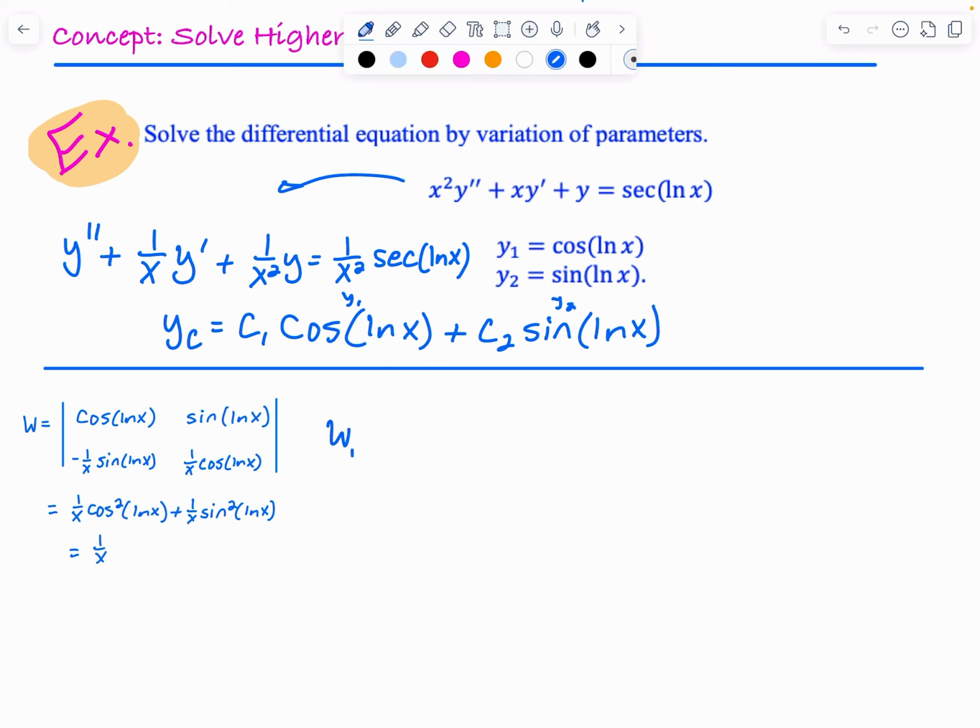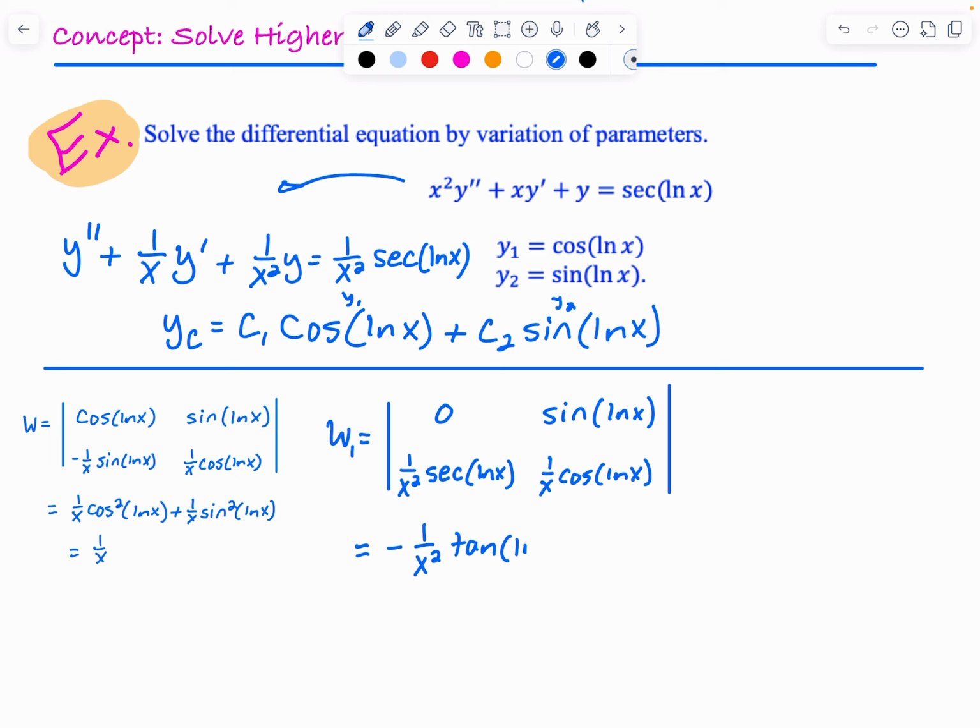Now W1 will be the first column. We'll switch to our 0 and our function. So I get 1 over x squared secant ln of x. And then I keep the second row the same: sine of ln of x, 1 over x cosine ln of x. Doing that determinant, the first multiplication is 0, and then I'm going to get a negative because I'm subtracting, and 1 over x squared is still there. Secant is just 1 over cosine, so sine over cosine gets me a tangent, and since they both have ln of x, I can do that. So there's W1.